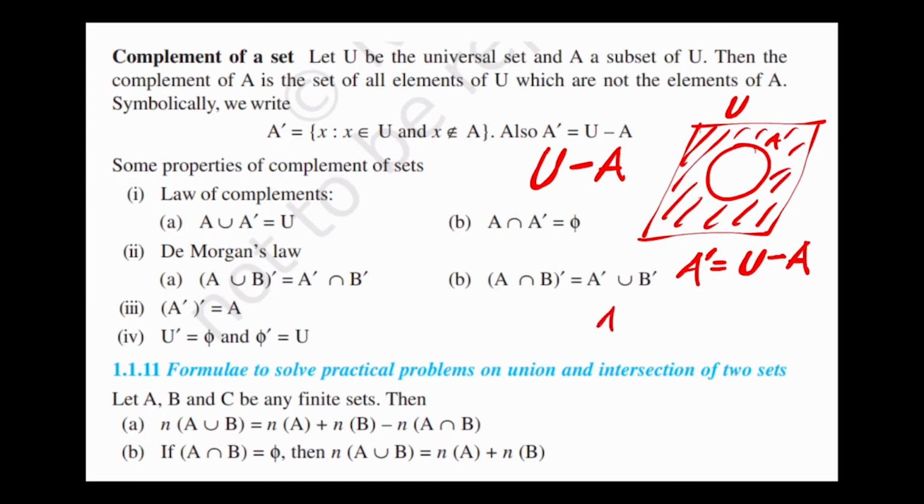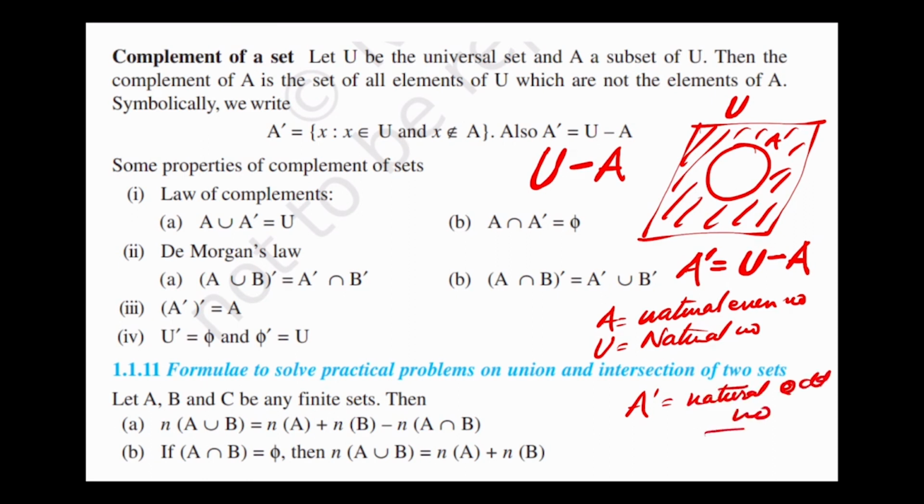So if I say A is nothing but natural even numbers, and the universal set is, let's say, natural numbers, so what will be A bar? Natural odd numbers. Correct. From the total numbers we are removing the even. So what will we get? Natural odd numbers. Clear?